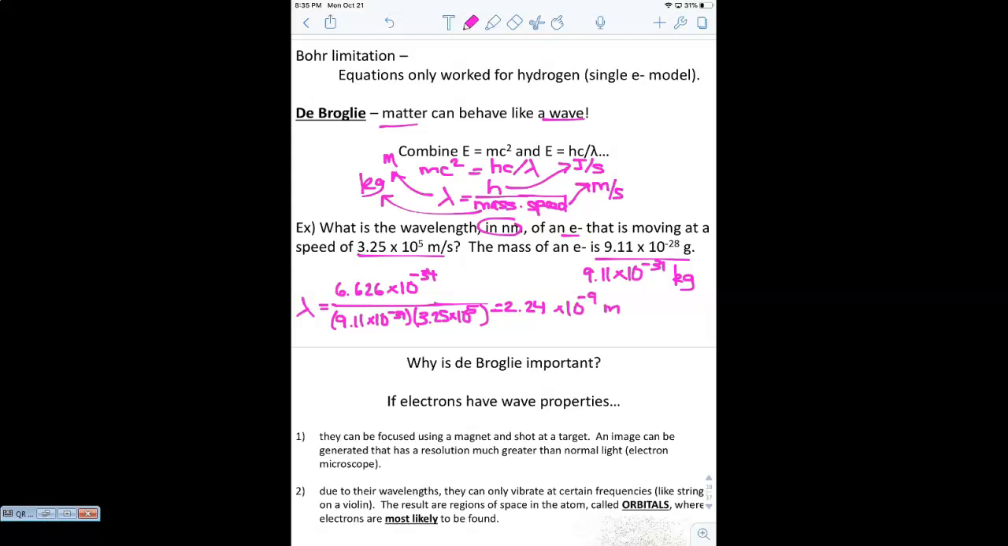To convert that to nanometers, 1 nanometer is 10 to the negative 9 meters, so I'm dividing by 10 to the negative 9, and I get the wavelength. So if you're calculating wavelength for particles that are acting like waves, you would use this equation instead of the other two we talked about in the beginning of the week.